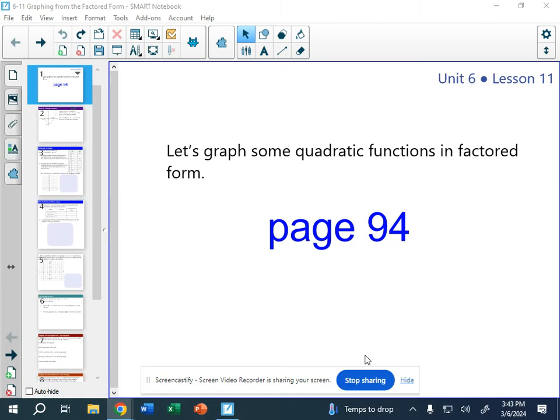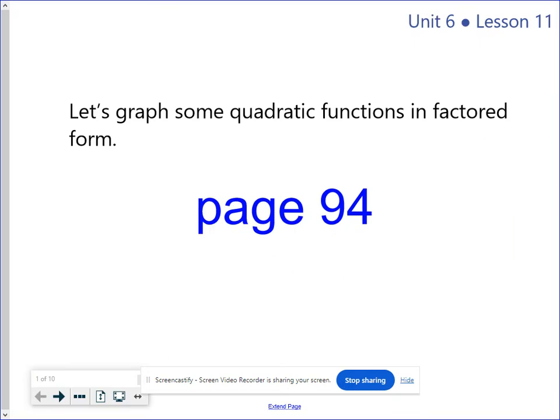Hello, my algebra students. Today, we are going to be working on graphing some quadratic functions, and all of those functions are going to be in factored form. So, would you please have your book out and open it up to page 94.